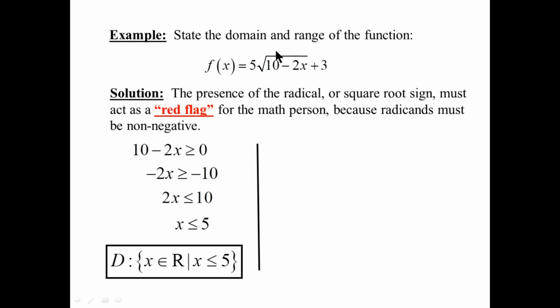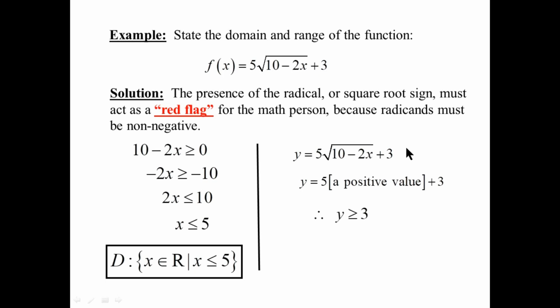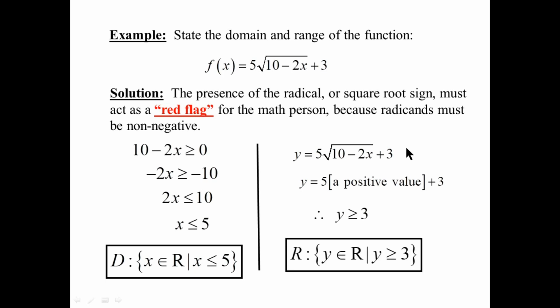Now, once again, this radical is pretty much a positive number. So it's 5 times something positive. So a positive quantity plus 3. Y is equal to a positive quantity plus 3. So y must be greater than or equal to 3, because it's a positive value plus 3. Greater than or equal to 3. The range is the set of y's in R such that y is greater than or equal to 3.